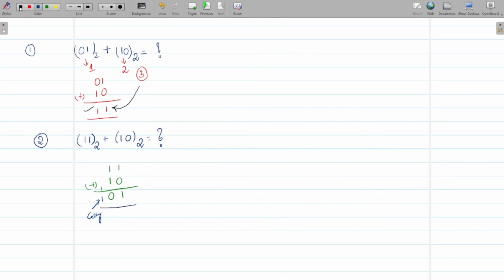Okay, so you can easily check your answer. So 11 is the 2-bit binary equivalent of 3, and 10 is the 2-bit binary equivalent of 2. So 3 plus 2 is equal to 5 actually. So 5 cannot be represented with the 2-bit binary equivalent.